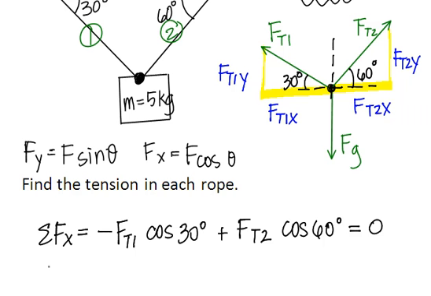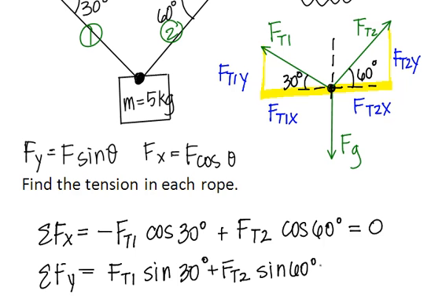All right, so now let's do the y direction. Does the FT1 have a y component? Yeah, is it positive or negative? It's positive. What about FT2? And what about the gravitational force? Is it in here in the y direction? It's the negative Fg, and that's all. So when I sum the force, it equals 0.